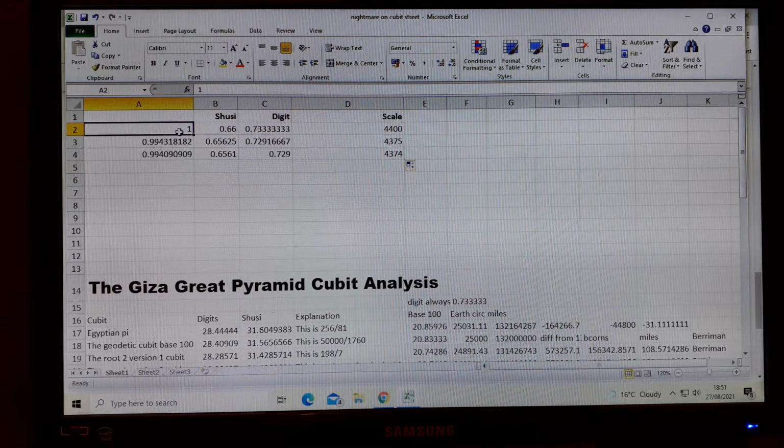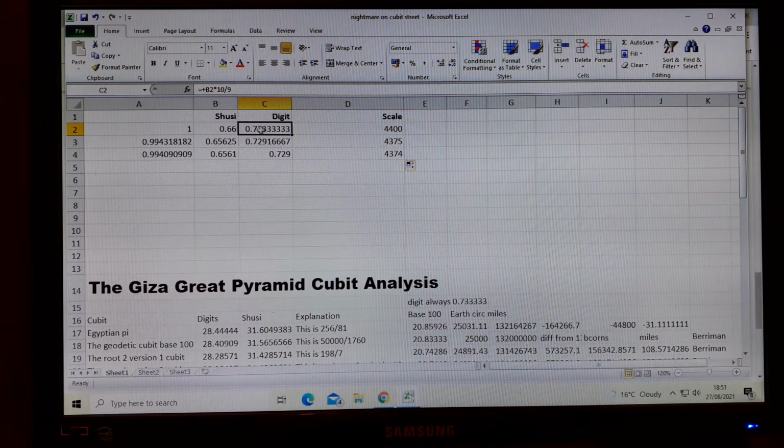But when we have unit 1 for the Shusi of 0.66, which is in Berryman's book, we get a digit using 10 over 9 of 0.7333, and that's what was being used in this spreadsheet. Every one of these digit lengths here, making a cubit, are being multiplied by 0.733, every one. There's no other digit being used in this spreadsheet, and all these versions of pi are being produced using one digit. So there's a commonality there in every one of these digits.